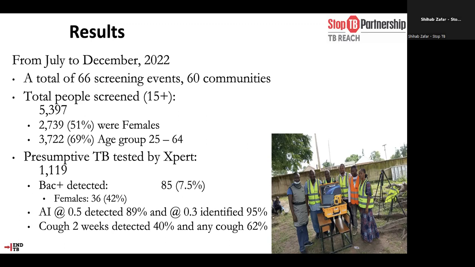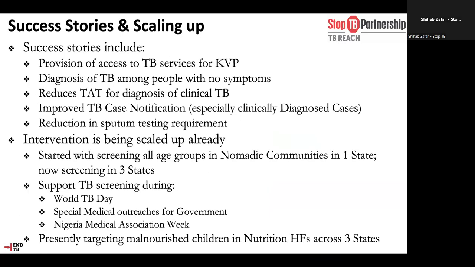So again, we try to look at what can be detected using just cough for 2 weeks, which is the common thing that applies across all clinics that are implementing TB control here. So using cough for 2 weeks or more, you only end up detecting 40%. But if you ask for any cough, just any cough, you will be able to detect 62%. So here you can see clearly the value that this equipment adds to TB case finding.